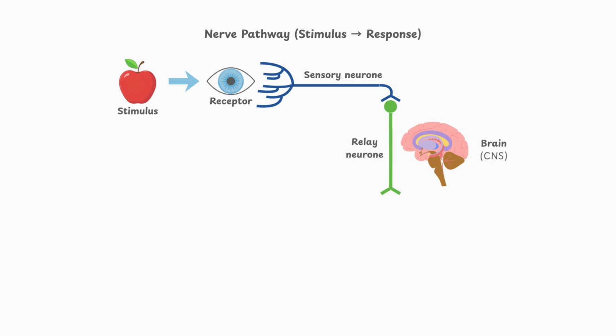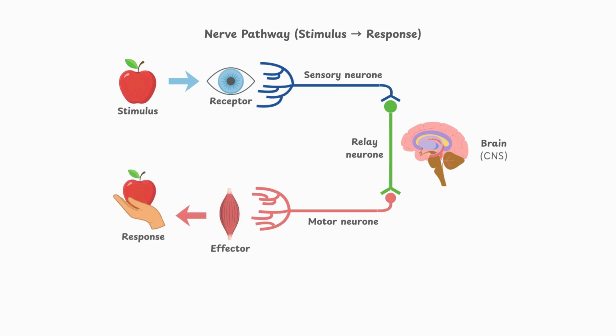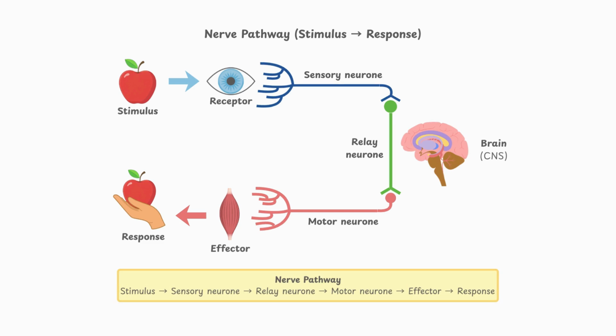The brain processes the information and decides on a response. A motor neuron then carries the impulse away from the CNS. This signal reaches an effector, such as a muscle. The muscle contracts, producing the response like reaching for the apple. So the full pathway is stimulus, sensory neuron, relay neuron, motor neuron, effector, response. That is how your body quickly detects and reacts to the world around you.